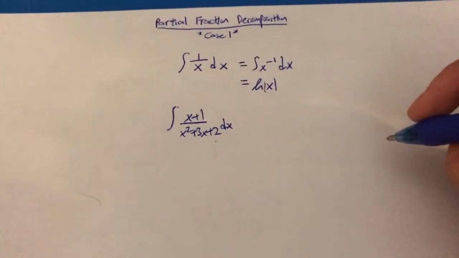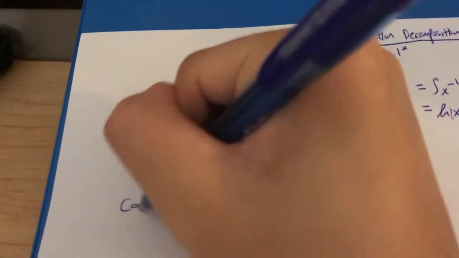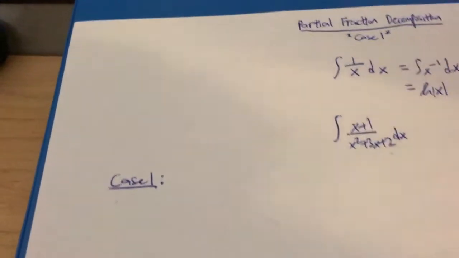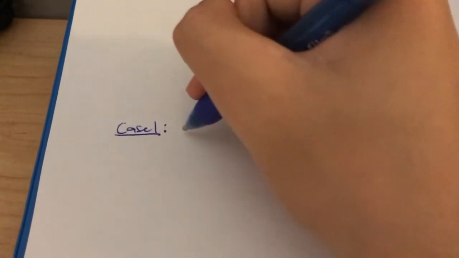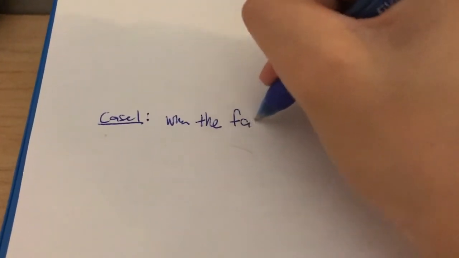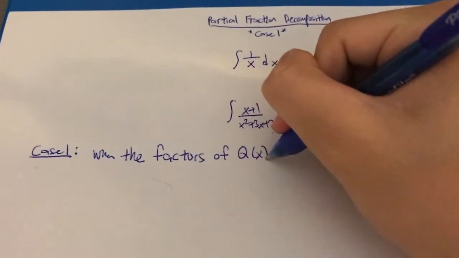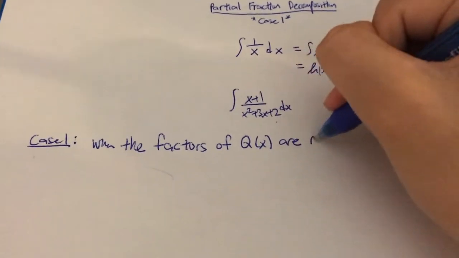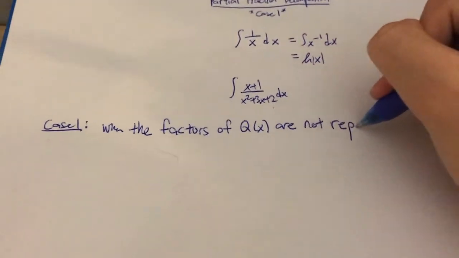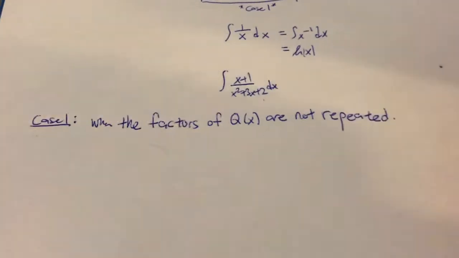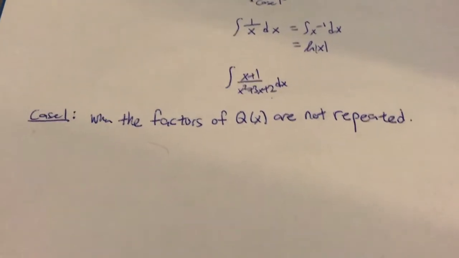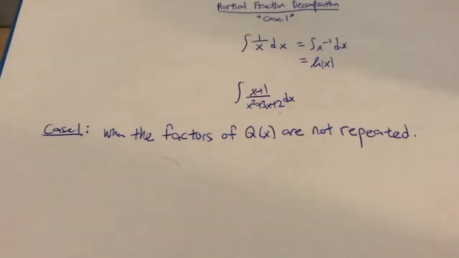So let's do this. Case 1 is a very easy case, basically just an introduction to the basics. Case 1 is for when the factors of q of x are not repeated. That's all you need to know. That is literally the only thing you need to know for case 1: when the factors of q of x are not repeated. Okay, so let's talk more about what I'm talking about.